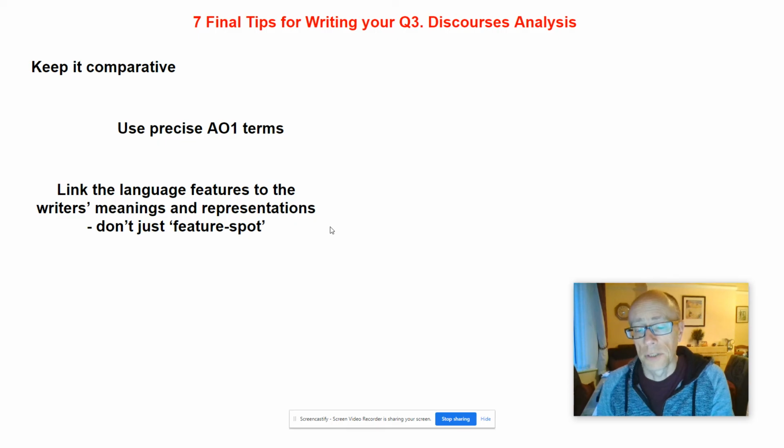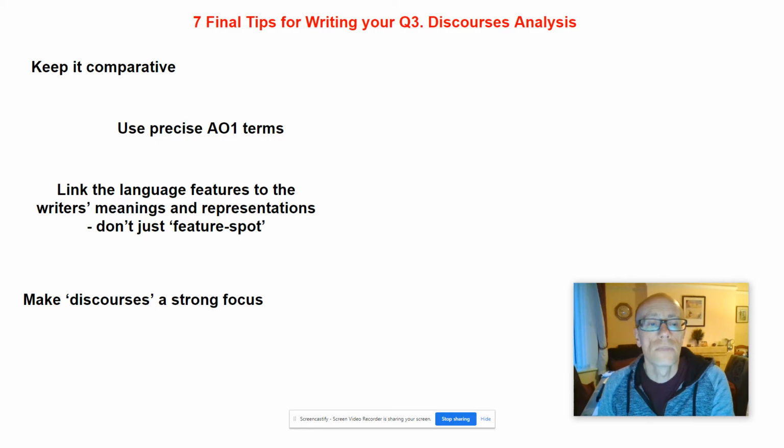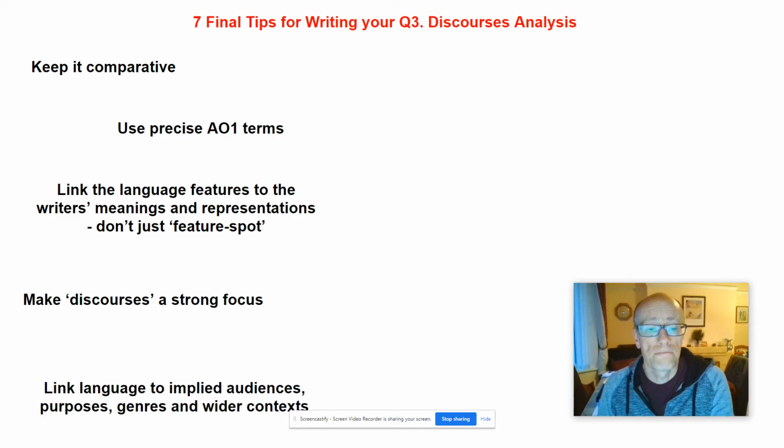Don't just write about the style features as if they're important in themselves. They're not important in themselves. They're only important in carrying an argument. Make sure that you keep using the word discourses all the way through your argument. Do the AO3 stuff really nicely. So link the language to the implied audiences, the purposes, the genres, and the wider contexts.